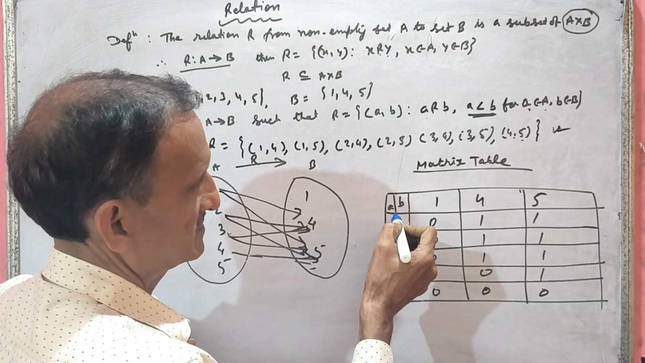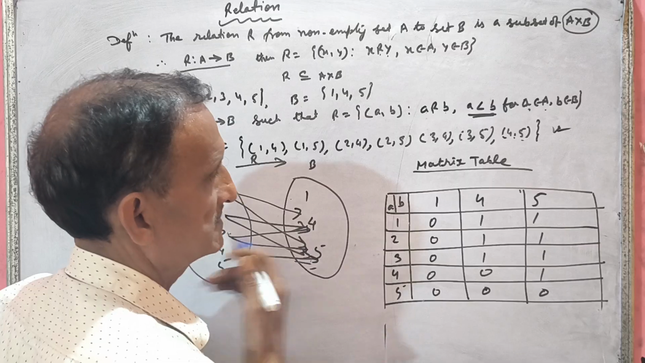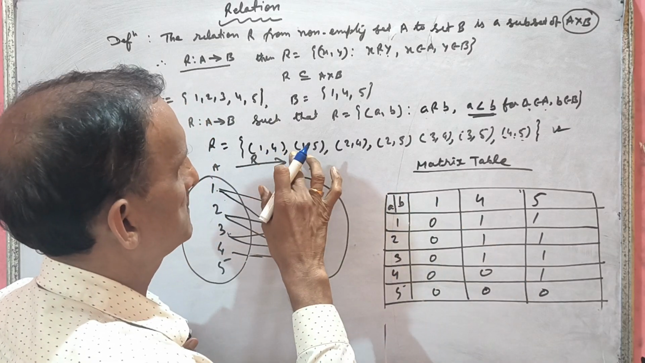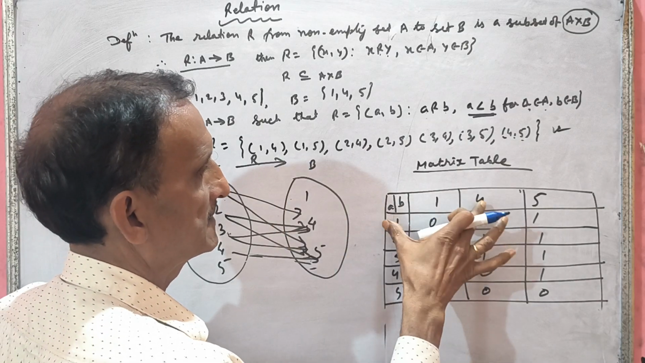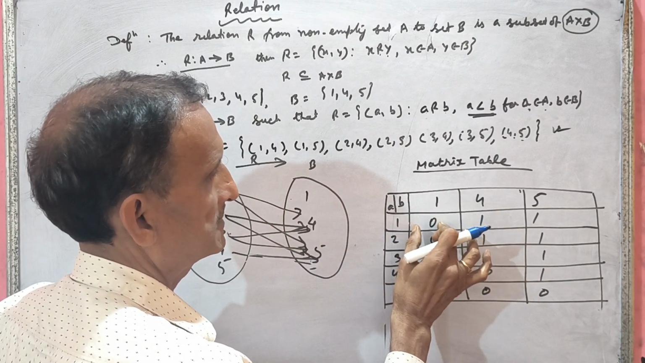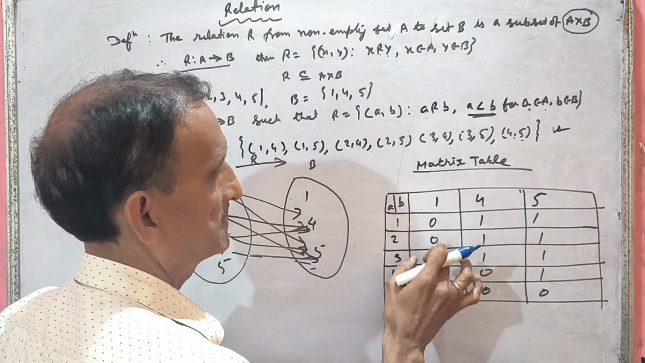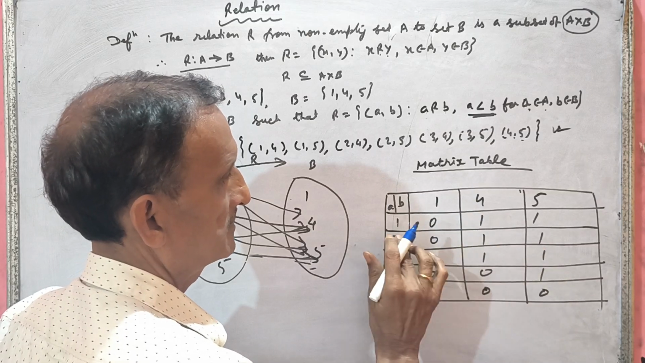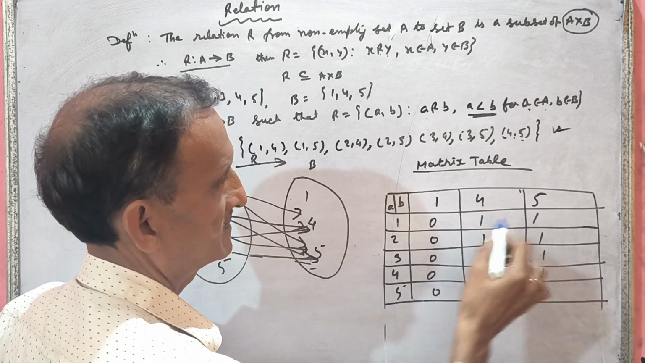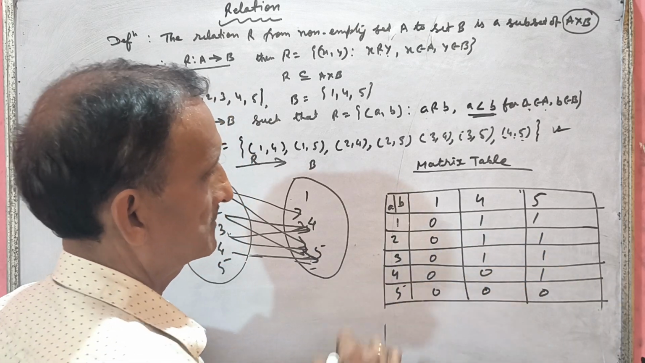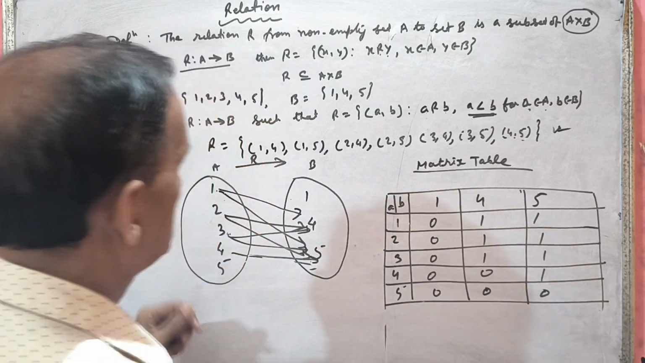So write the elements of the first set here and elements of the second set here. Now see, is (1, 1) related? We don't have it in an ordered pair, so we will write 0. (1, 4) is there. If it is there, we will write 1. If it is not there, we will write 0. (2, 4) is here, so 1. (2, 5) is here, so 1. (3, 1) is not there. (3, 4) is there. (3, 5) is there. (4, 1) is not there. (4, 4) is also not there, (4, 5) is there. So this is the way to represent.